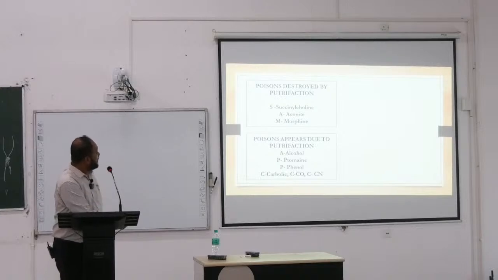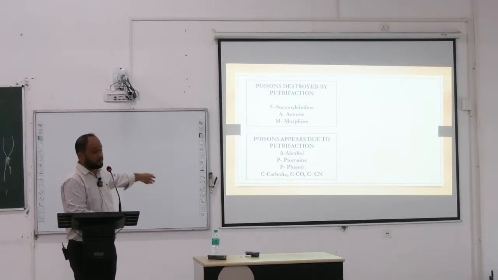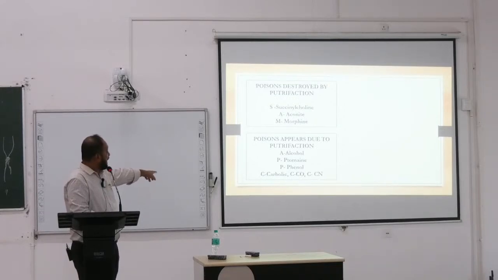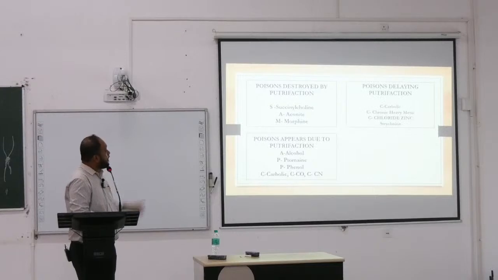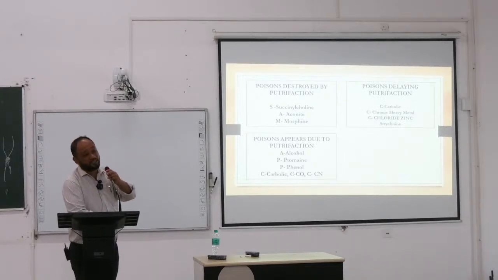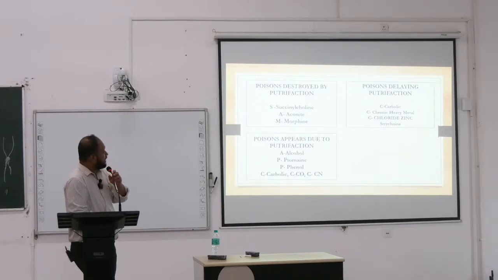Now poisons that appear due to putrefaction: carbolic acid, carbon monoxide, alcohol, bromine, phenol. So these are the poisons for it. Poisons delaying putrefaction: C mnemonic, carbolic, chronic heavy metal and chloride, zinc chloride.